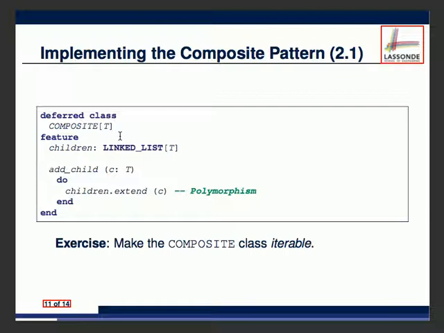Oh yeah, exactly. You can simply say result is assigned to children.new_cursor, because linked list is a collection class and is guaranteed to be iterable. So the new_cursor is guaranteed to be available. Just to double check your understanding. Very good. That's about the composite, and let's go on to the next one.